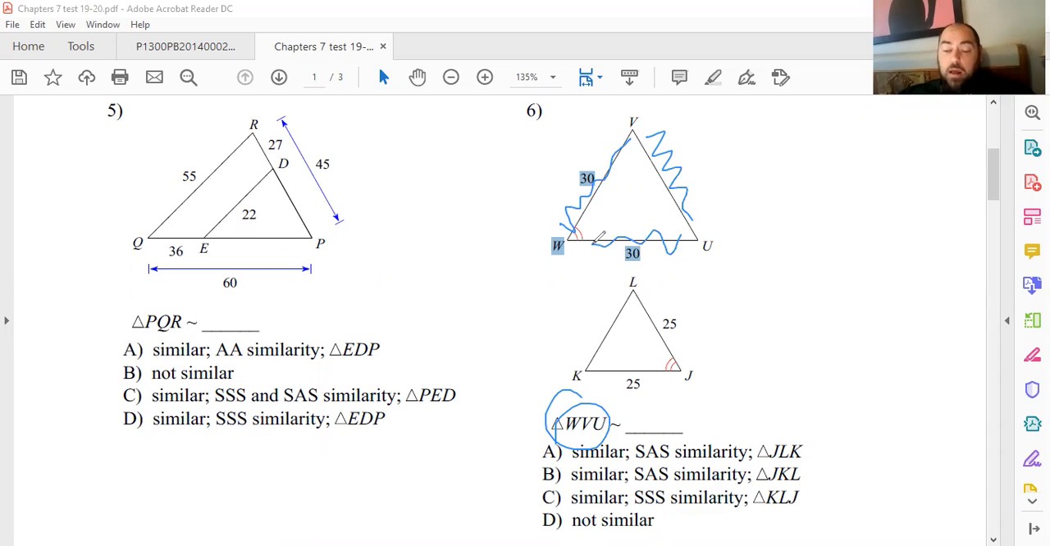And honestly, it could be either one of these two. They're both going to be right because we're starting at J, we're going down at 25, down the side that has no marks, and then back up at 25. Otherwise, we would go JLK, we go here, here, and then back up to 25. So either A or B is correct, and those would both give us side angle side.